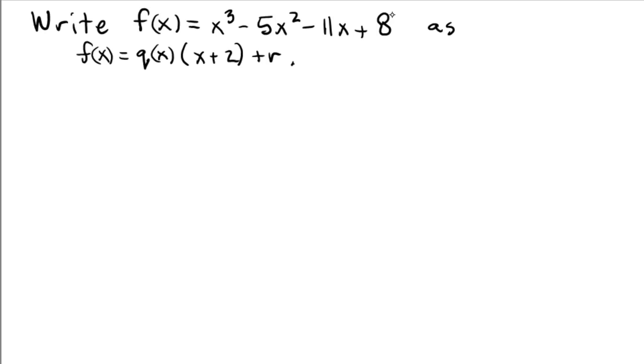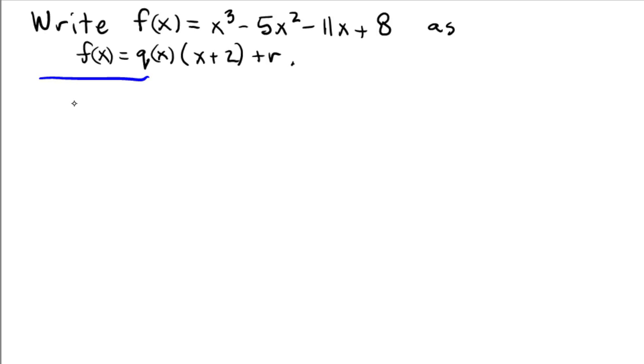Hello, this problem is asking us to write f of x equals x cubed minus 5x squared minus 11x plus 8 as essentially a quotient once it's divided by x plus 2, with the remainder. That was c equals negative 2, so the root is negative 2, and the factor is x plus 2. So the solution to a problem like this would be to, first of all, divide the polynomial by x plus 2 to see what the quotient is and what the remainder is.